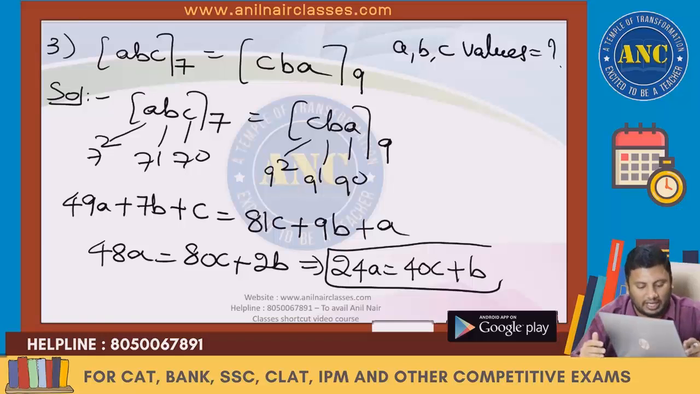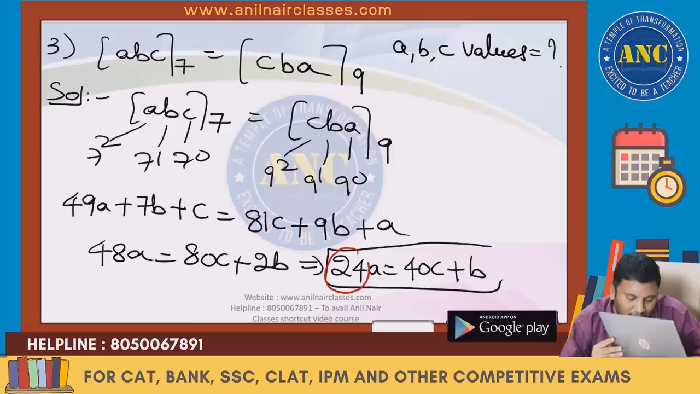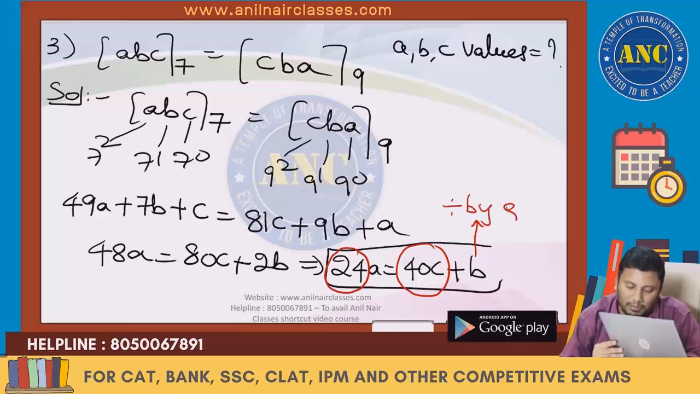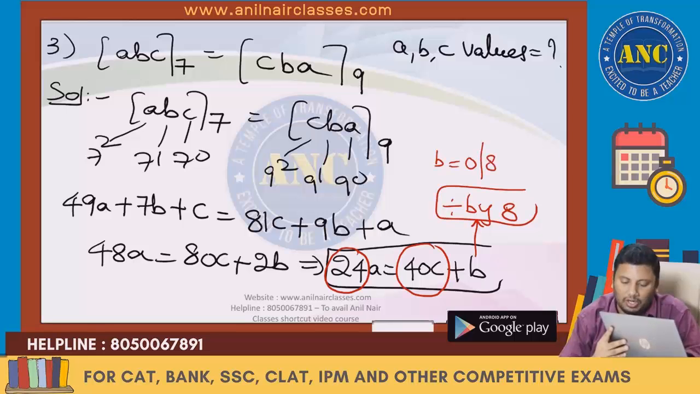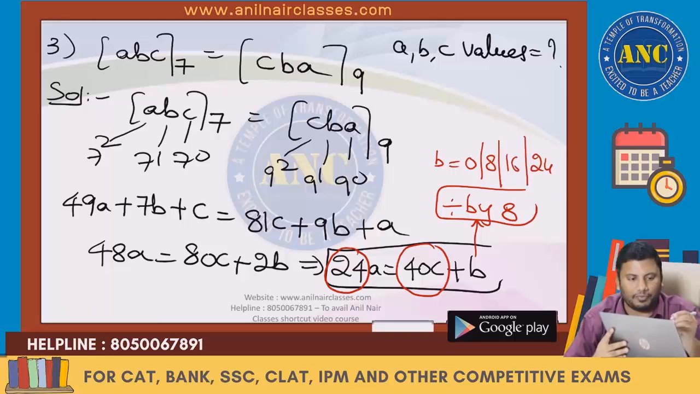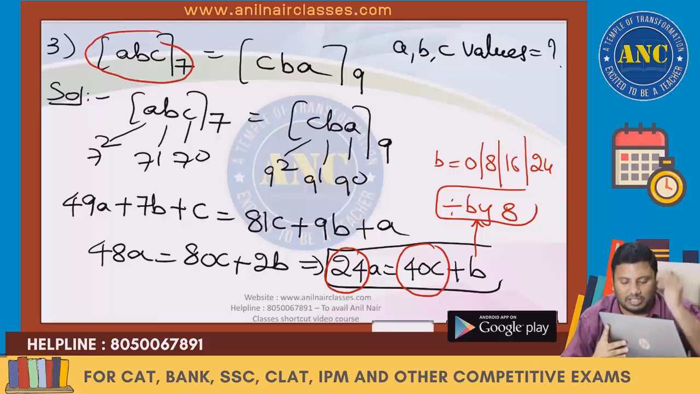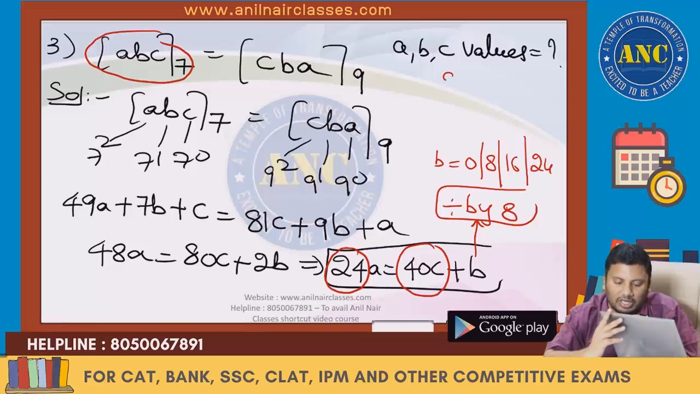I hope till here it is clear. Now, 24A is divisible by 8 and 40C is divisible by 8, so B should be divisible by 8. B can be 0 or 8 or 16 or 24. ABC is in base system 7, which shows that ABC can take all the values.